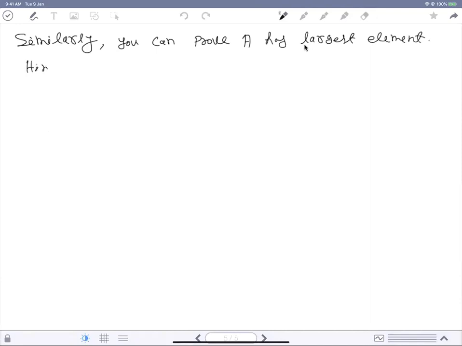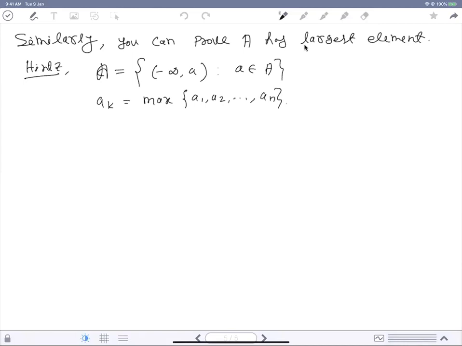And this is the hint. If you want to prove it, the proof will be almost the same, and you have to choose this script A to be the sets (minus infinity, a), where a belongs to A. And you choose a_k to be the maximum over a_1, a_2, up to a_n. So this is the hint. You just have to replace the smallest by the largest. So that's all, and you can easily prove this one.